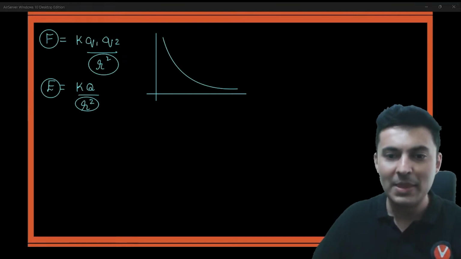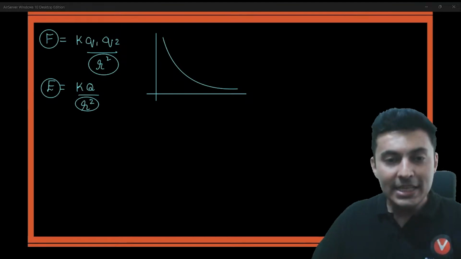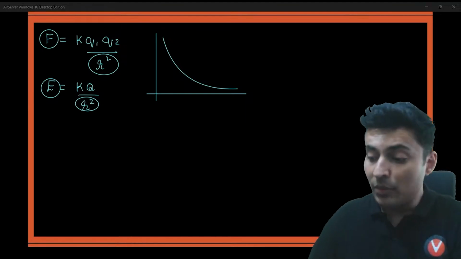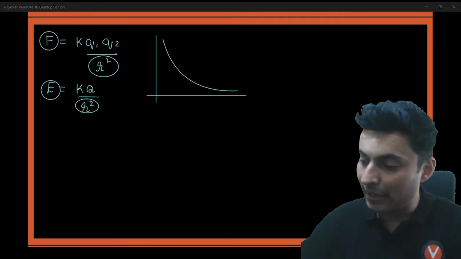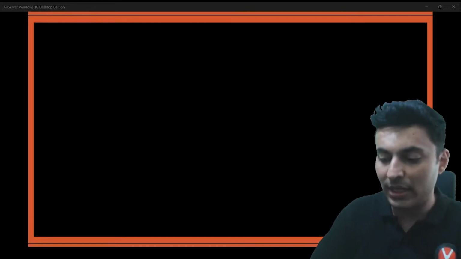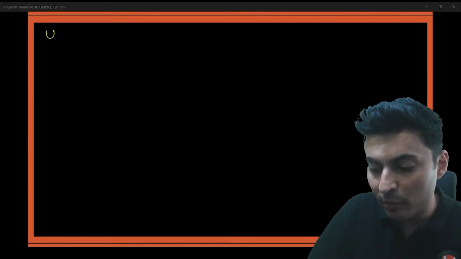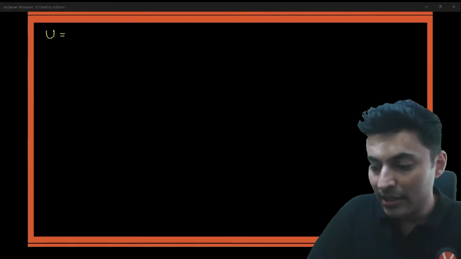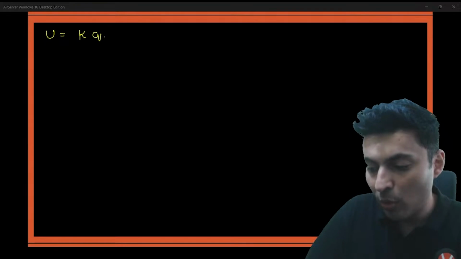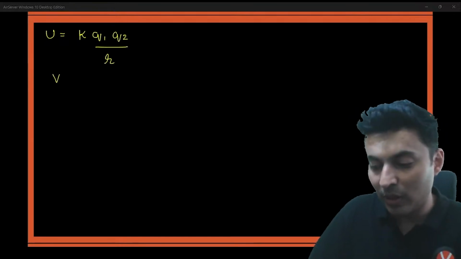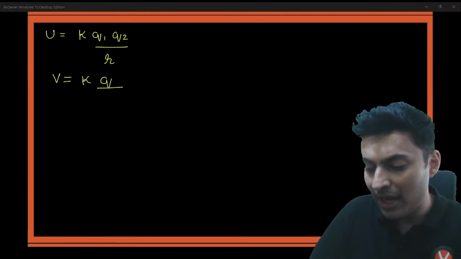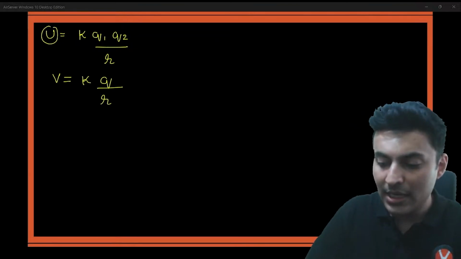Awesome. Now, the next important graph is, when you talk about potential energy, the formula is K Q1 Q2 divided by R. If you talk for potential, it is K Q divided by R. Again, say potential or potential energy.